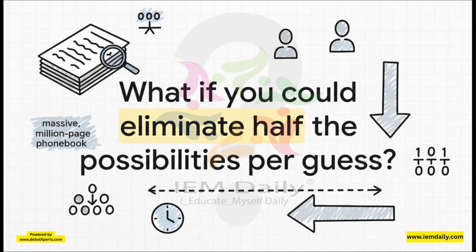Okay, so let's kick things off with a little puzzle. Imagine I hand you a massive million-page phone book, and I tell you to find one specific name. How would you do it? I mean, you could start at page 1 and just start flipping, right? But that could take forever.